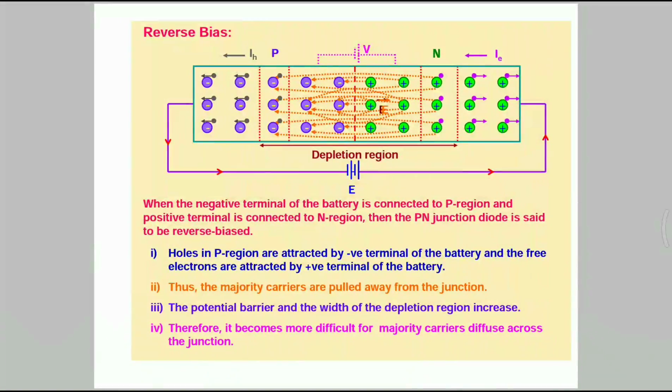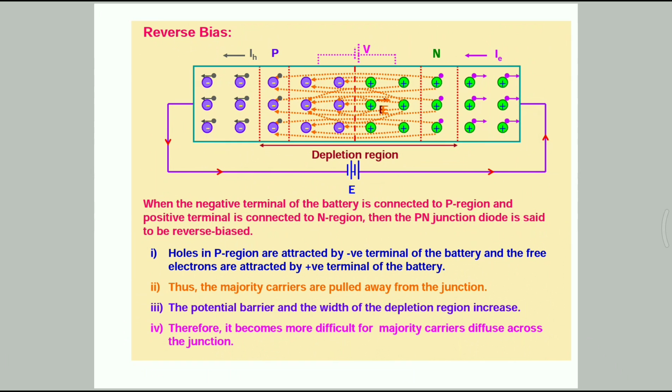Coming to reverse bias, my children. Reverse bias means a junction diode is said to be reverse biased when the positive terminal of the external battery is connected to the N side and the negative terminal to the P side of the diode. When the negative terminal of the battery is connected to the P region and the positive terminal is connected to the N region, the PN junction diode is said to be reverse biased.